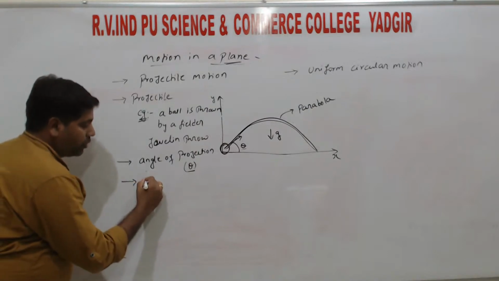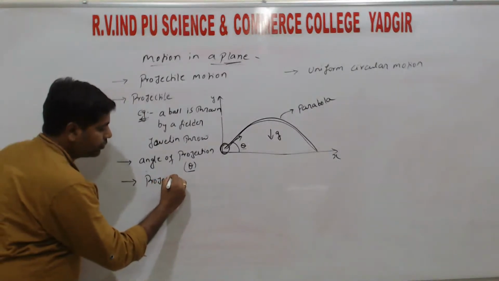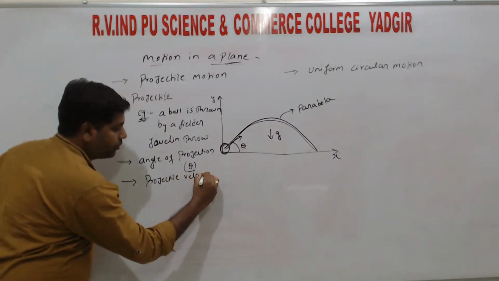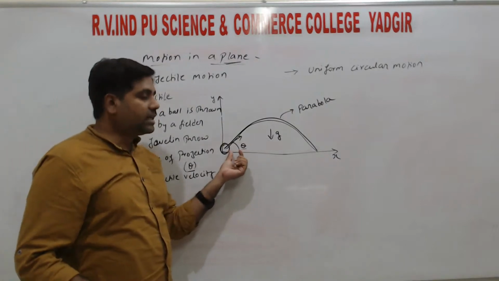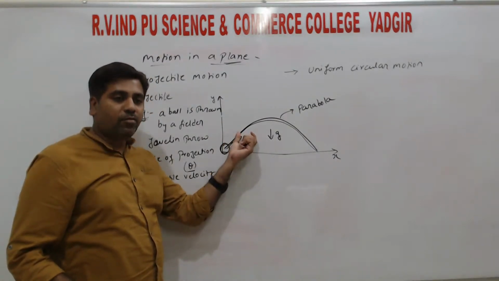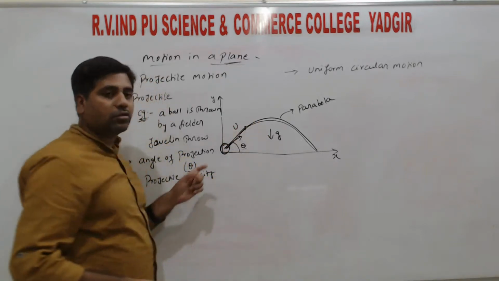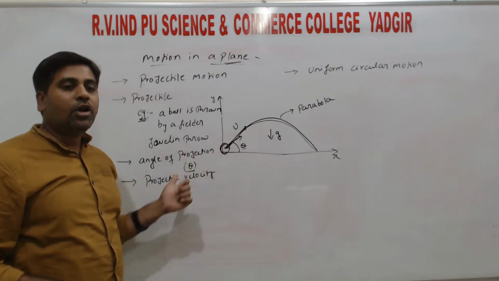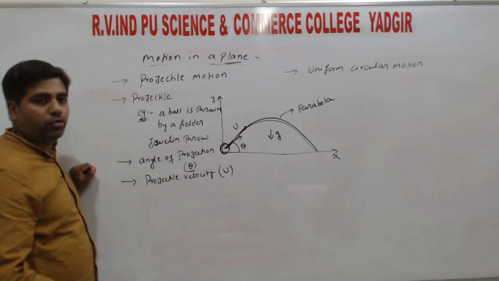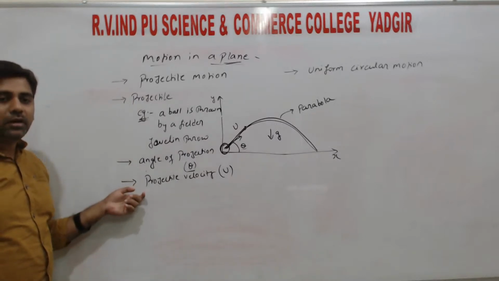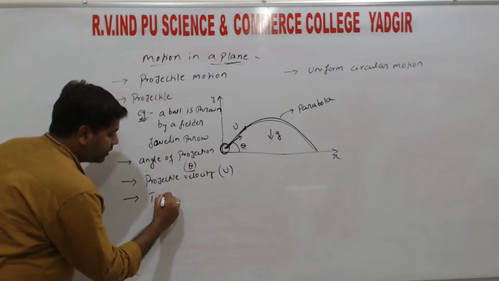Next, projectile velocity. Projectile velocity is the velocity with which the object or the projectile is moving. So the velocity with which an object is moving, we call projectile velocity, and it is denoted by u. So u we denote as projectile velocity, right?